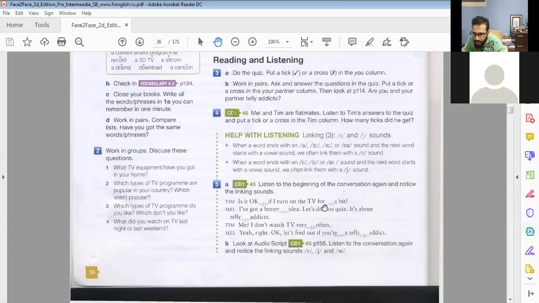That ends with an R and then E and then U sound. The next word starts with a vowel. So we have an R. It starts with a vowel, we have an E.